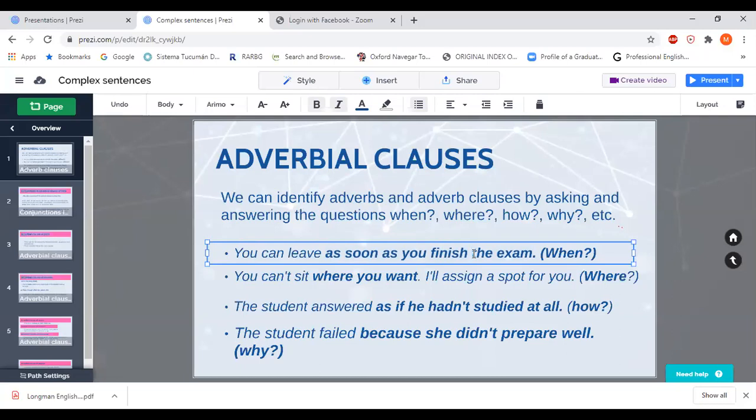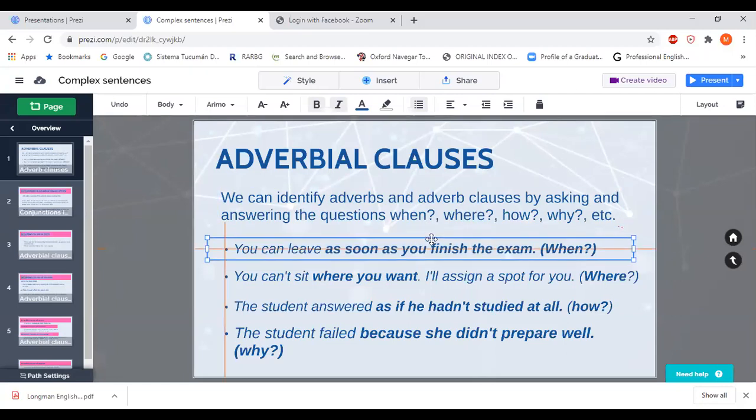The student answered as if he hadn't studied at all. Okay, and this has to do with manner. How did the student answer? As if he hadn't studied at all. This is something very common in exams, okay?